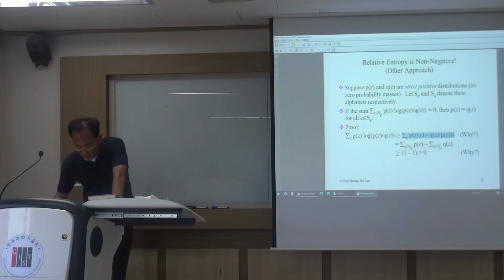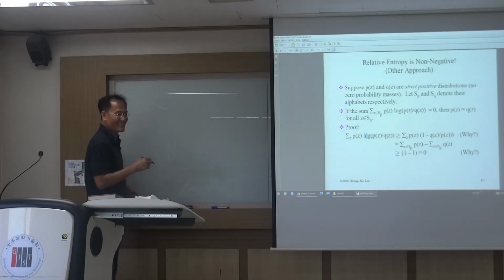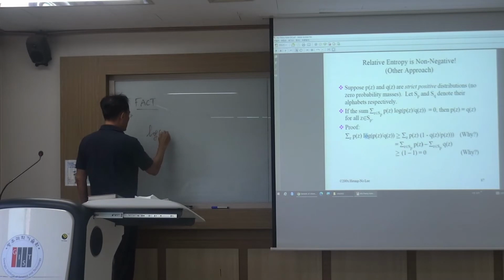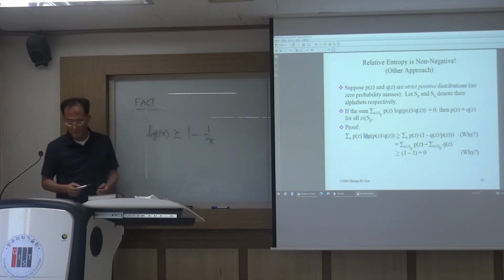So here it is actually using a fact. This is a pure fact that log of x is greater than or equal to 1 minus 1 over x. That's what it is, okay? So there is no secret there. It's just a fact. Log of x is greater than or equal to 1 minus 1 over x. That's what it is.